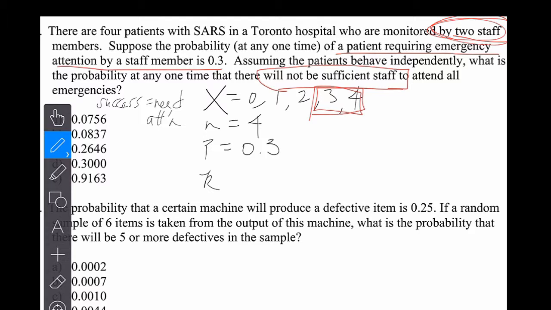Okay, so this is what I mean about unraveling. We frame it the way the data has been given, or the parameters, the information we're given, and then answer the question with the frame you have. So the question was, will there not be sufficient staff, and we see that the way we've drawn it up, if there are 3 or 4 people that need attention, there's not going to be sufficient staff. So what I'm going to calculate is the K for 3 and 4, and I'm going to sum them together. And that's how I solve this. Let's do it.